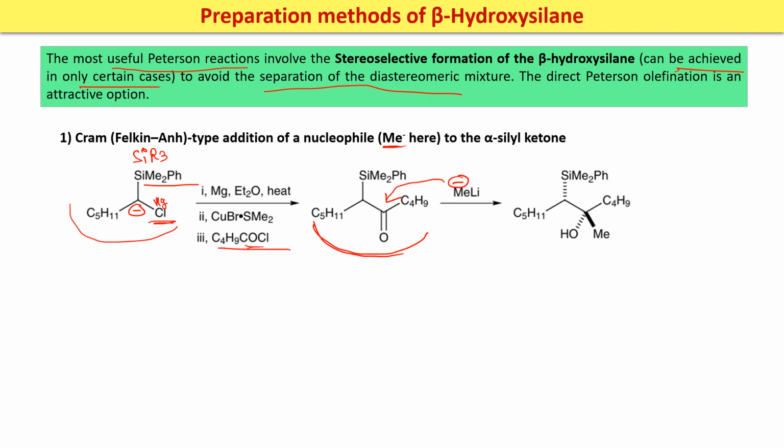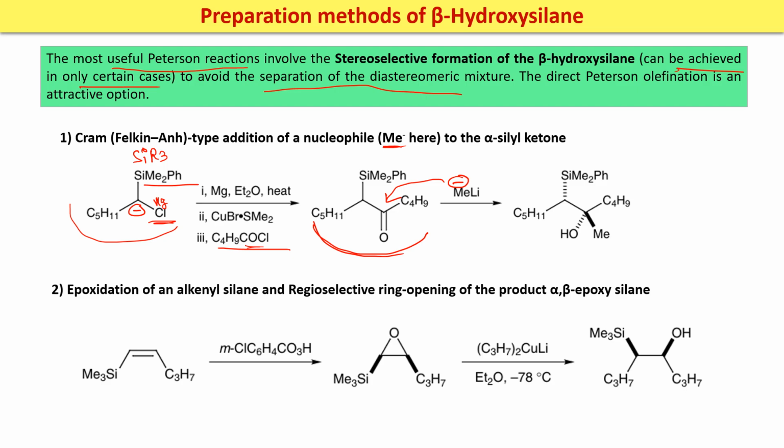This example is taken from Carruthers. I will mention the books in the description box along with the page number, so you can check it. So here stereoselective formation is possible because it is Cram type addition.